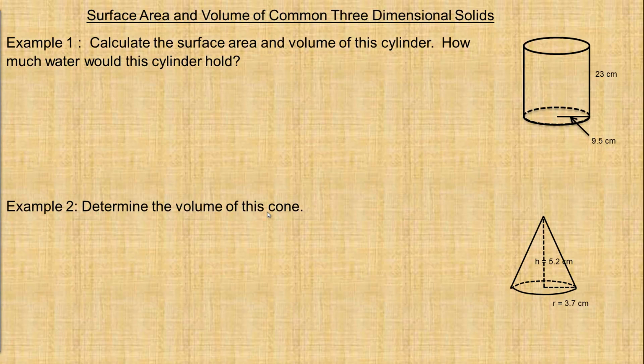In this tutorial, we're going to take a look at finding some surface areas and volumes for some common three-dimensional solids. And in the first one, we're asked to calculate the surface area and volume. Some of these will be both, some will be just one. So this one asks for the surface area and volume both for this cylinder.